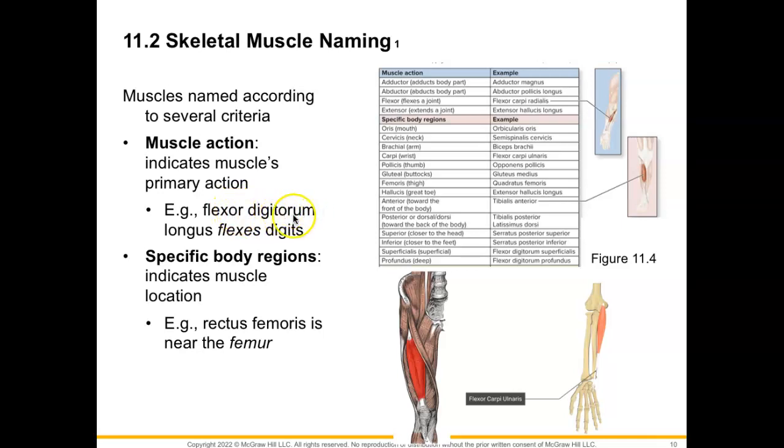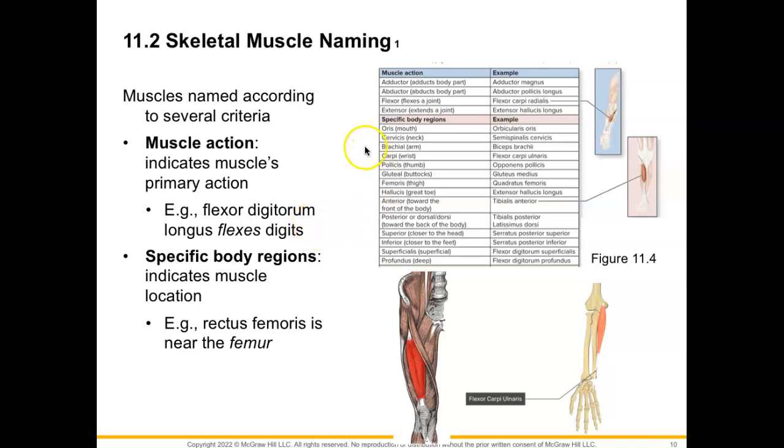So flexor digitorum. Digitorum is referring to our digits, typically 2 through 5. And then longus, we're going to talk about that term in just a little bit, but it just means that this one is long and there's another muscle that does the same thing that is shorter.